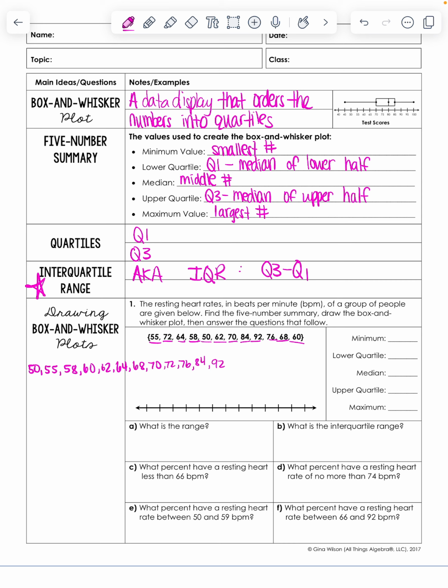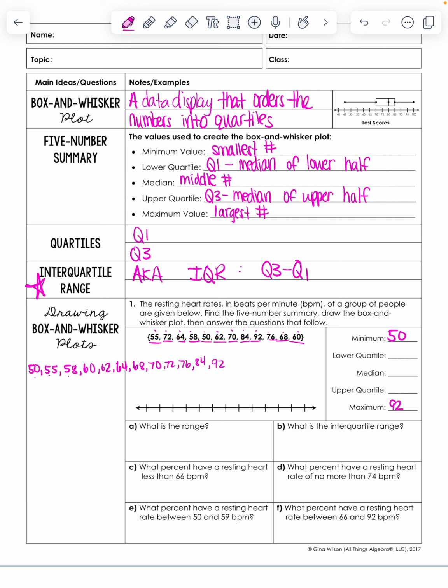And then what we would do is list the numbers. So the minimum is 50. The maximum is 92. Now we have 12 numbers. So the median is not going to be a data value. It's going to be between 2. So it's going to be between the 6th and 7th.